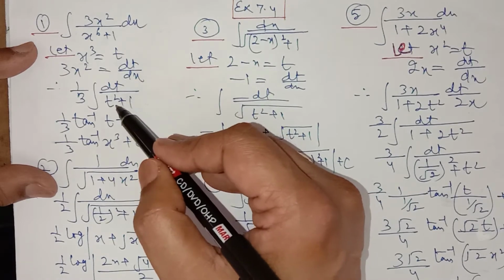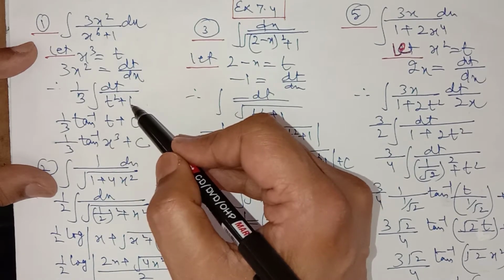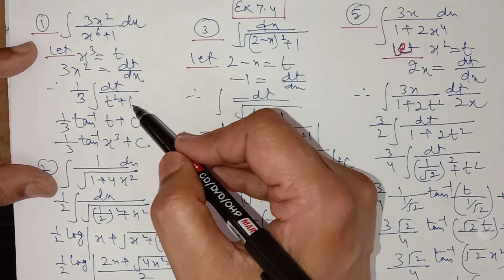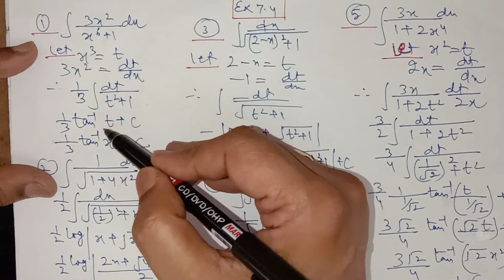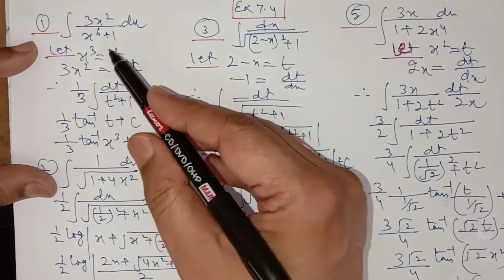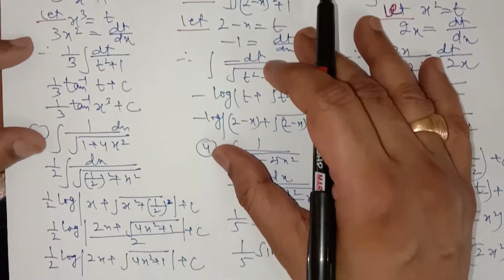Replace the value of dx and the value of x cube as t, so it will become dt upon t square plus 1, which is a special integral of the form 1 upon x square plus a square, or a simple integration of tan inverse t. Replace the value of t, which is x cube. So it is an easy question.